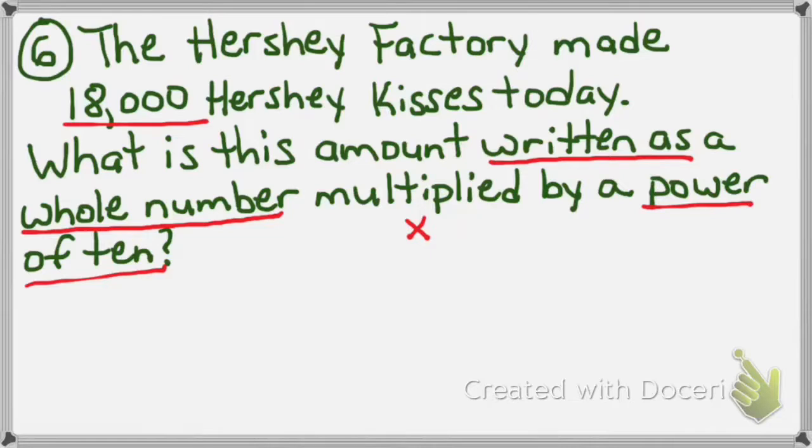A power of 10, powers are like the Fairly Odd Parents. They have powers, right? They have magical powers. So my base is 10 with a little exponent above it. So how am I going to solve this?